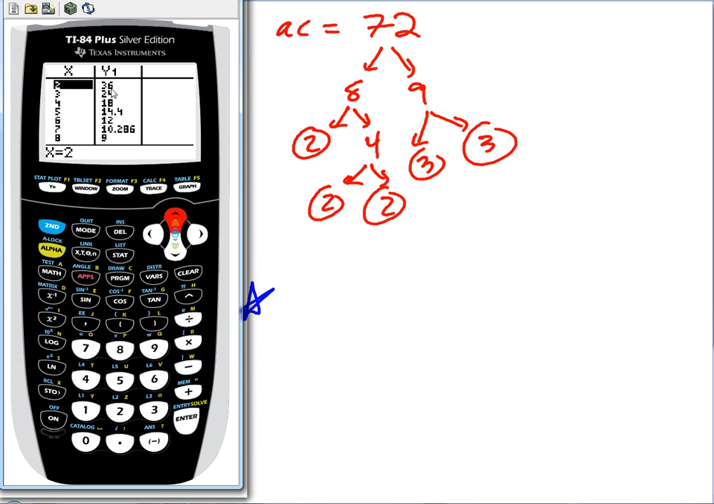1 and 72 are factors of 72. 2 and 36 are factors of 72. 3 times 24, 4 times 18, but 5 is lined up with a decimal. That tells us that 5 is not a factor of 72, right? Whenever we get pairs that are both integers, those are factors. 6 times 12, 7 is not. If I go down, 8 times 9 works, 9 times 8 works, etc. Okay, so that's kind of nice. Make sense? Okay? All right.